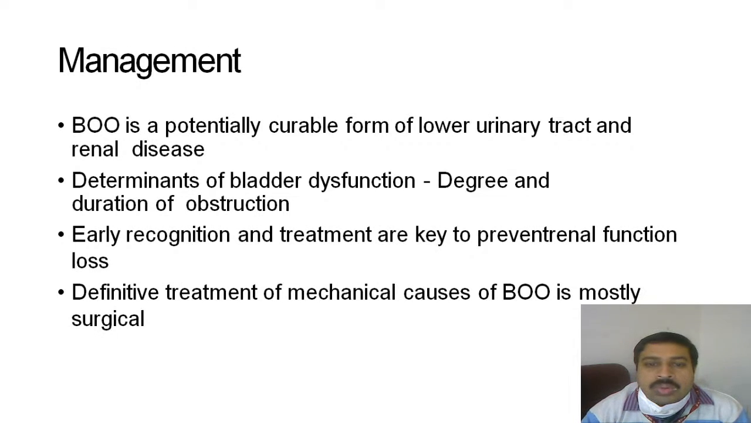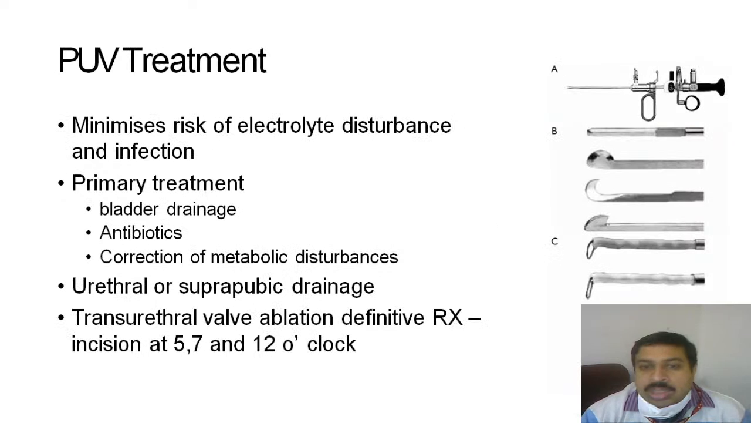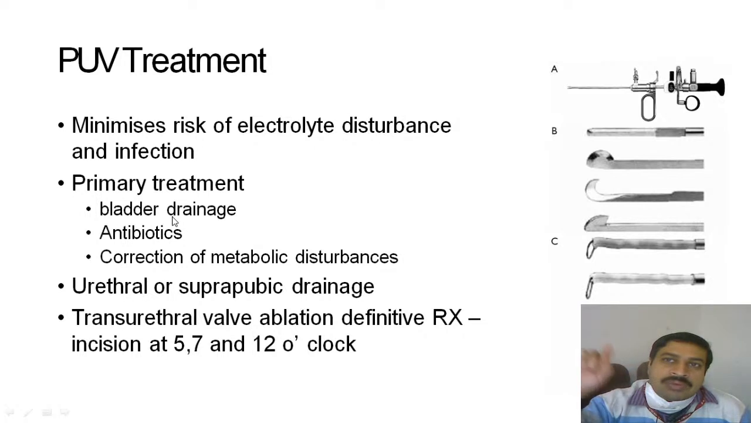So I will show you what we do for posterior urethral valve, because the treatment is completely different from the rest of the conditions. I'm skipping these slides, I think they are not required at this stage. So the treatment of posterior urethral valve is, of course, to stabilize the child first. If the child is sick, we need to stabilize. We resuscitate, and then give antibiotics if there is underlying infection, and establish bladder drainage, because we know that the valve is one way.